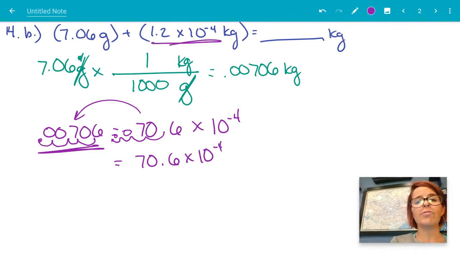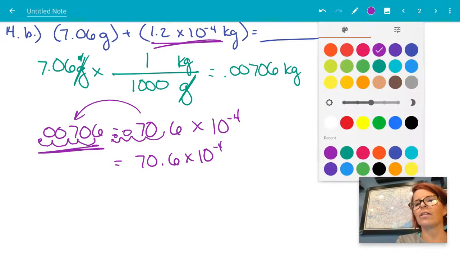Now the other one is also written in 10 to the negative 4. So now I'm ready to do my addition. So it is, I'll switch colors here.